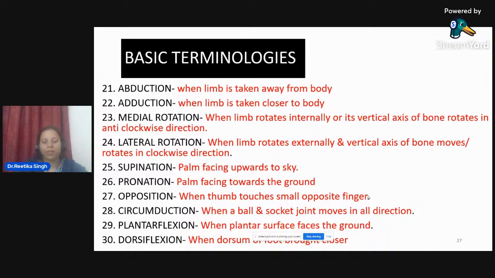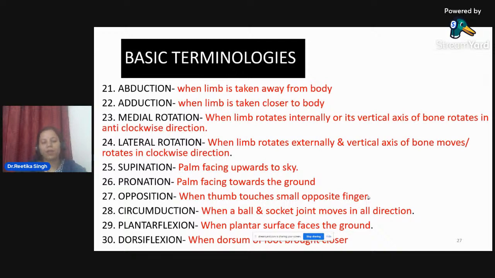Opposition, when the thumb touches the opposite little finger. When your thumb touches the little finger, then it is known as opposition. Circumduction, when a joint moves in all directions. When you move your shoulder in a 360-degree direction, then it is known as circumduction.